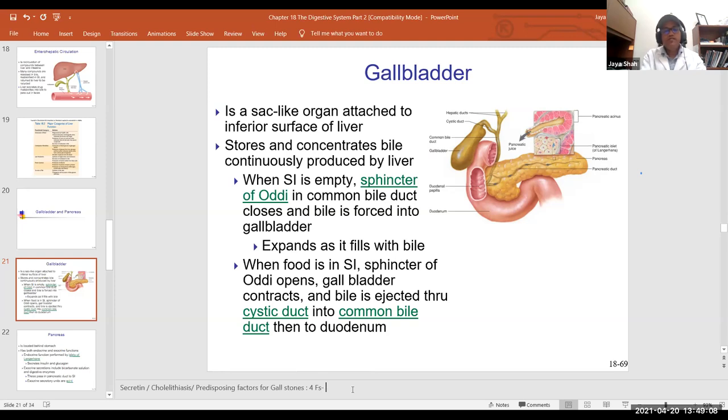The first F is female. If you are female, your chance is high. Second F is fat. If your body mass index is high, you have even further chance. Fertile: the more births, the more children, the more chance of gallstone. And then age of 40: the older the age, the higher the chance of gallstone.